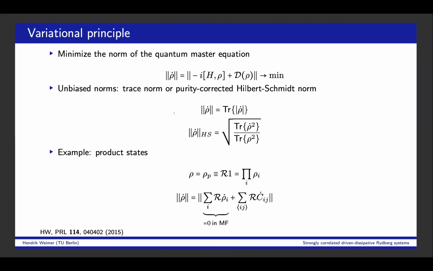All right, so let me then come to the idea of using a variational principle to tackle these systems. We are interested in the steady state of such a master equation, and that is, as I said, an exponentially hard problem. So what can we do?